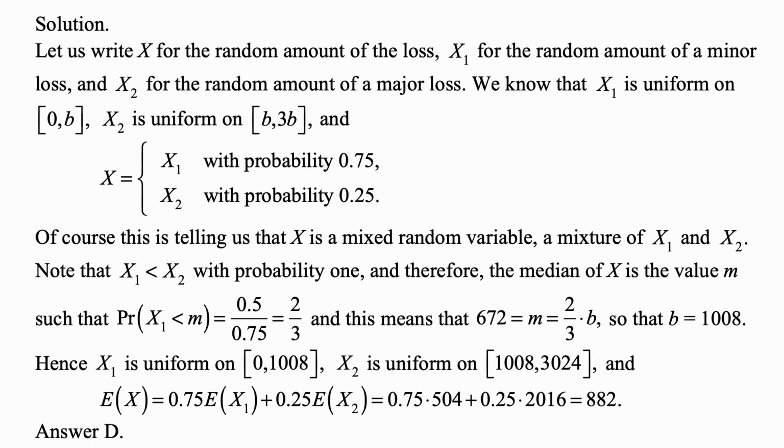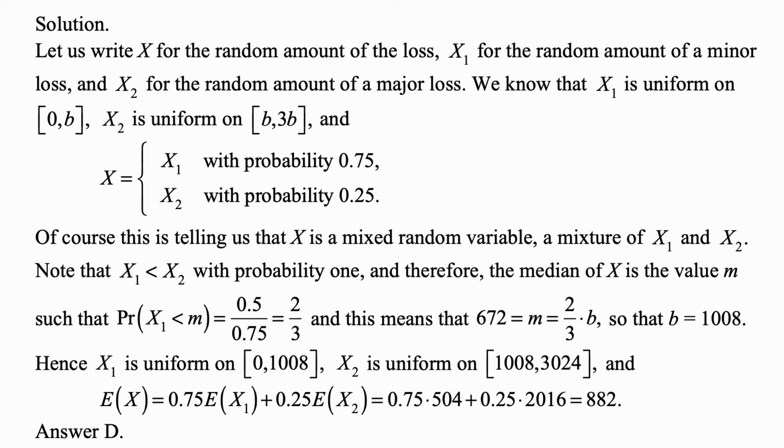And note that X1 is less than X2 with probability 1, and therefore the median of X is the value m such that the probability that X1 is less than m is equal to 1/2 as a fraction of 0.75, which is the probability with which X1 happens. So X1 has the smaller values. So if you go with probability from 0 to half, you don't even go to the end of X1. And it is the end of X1 because X1 is always below X2. So values of X1 happen first and then X2.